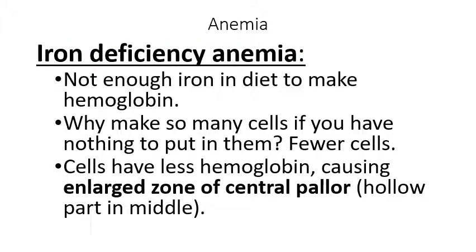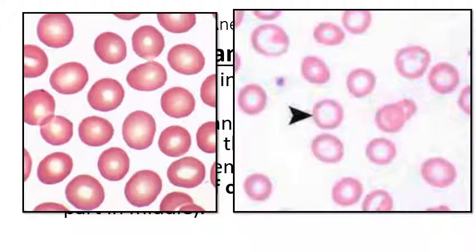Okay, let's look at iron deficiency anemia. There's not enough iron in your diet to make hemoglobin, so you make many cells without enough hemoglobin to put into them. The consequence of this is that even the cells that you do make contain less hemoglobin than they otherwise would, and they have an enlarged zone of central pallor. So this is an example of iron deficiency anemia.